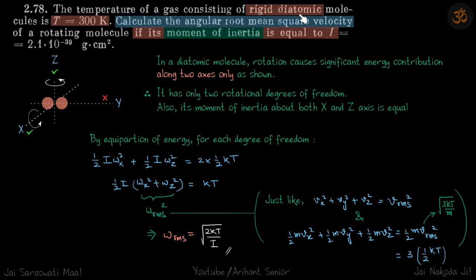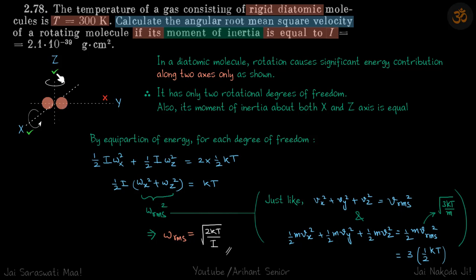We are given a rigid diatomic gas at this temperature. We need to find the angular root mean square velocity. So RMS angular velocity we need to find of a rotating molecule if its moment of inertia is I, which is given. So let this be the diatomic molecule.